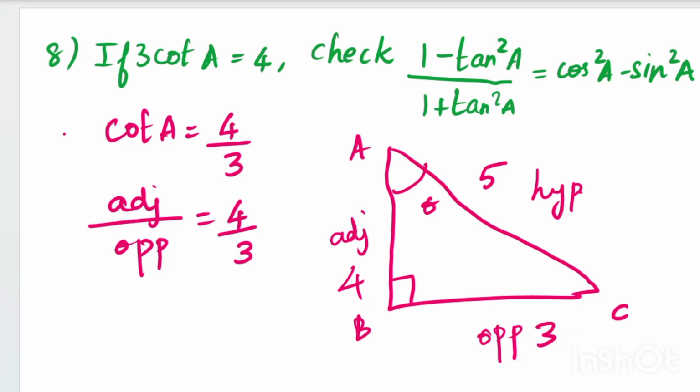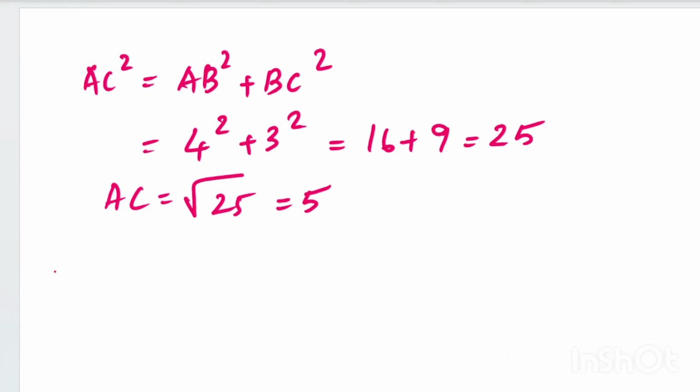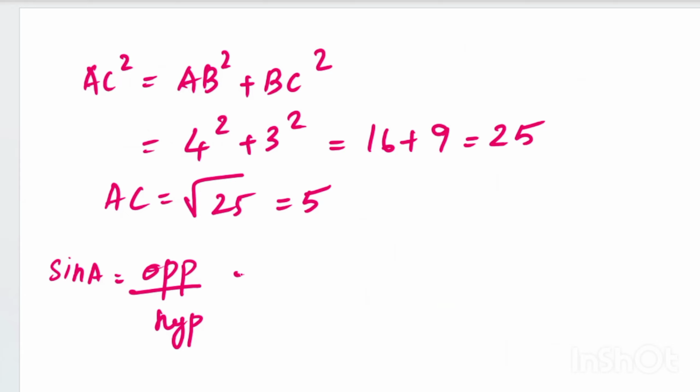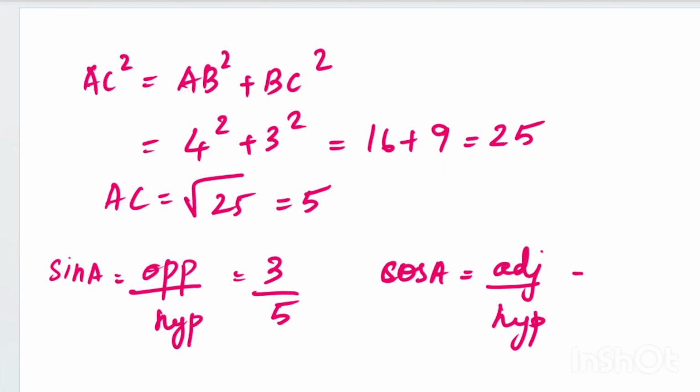Now what else do we have to find? We have to find tan A, cos A and sin A also. So coming here, what is sin A? Sin A is equal to opposite side by hypotenuse. What is the value of the opposite side? It's 3 by 5, which is equal to 3 by 5. What is cos A? Cos A is equal to adjacent side divided by hypotenuse. Which is the adjacent side? It's 4 divided by 5. Now coming to tan A.